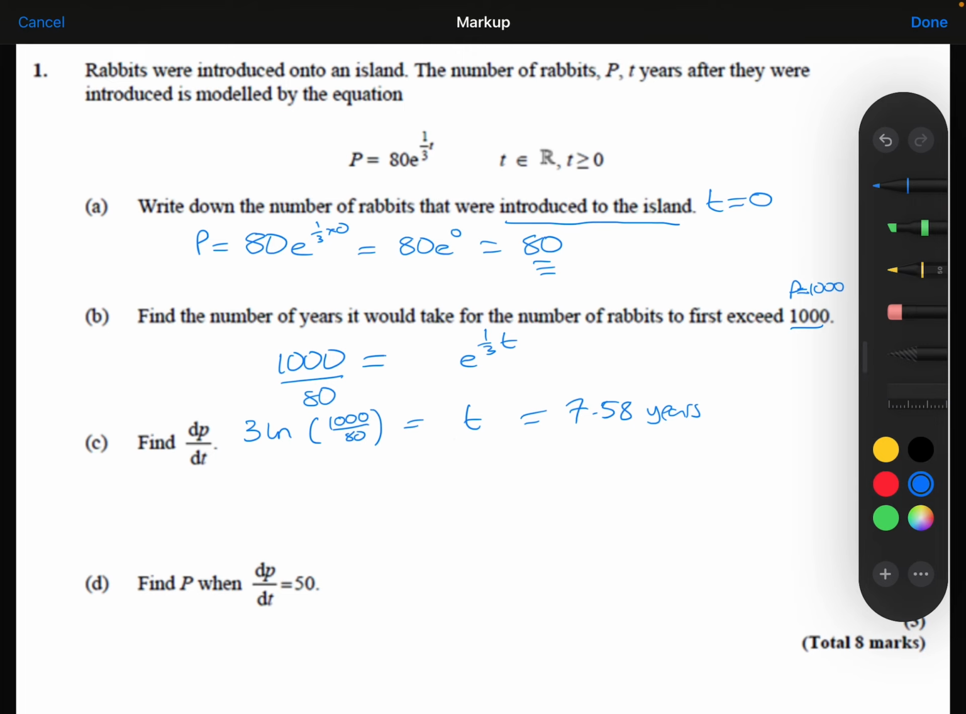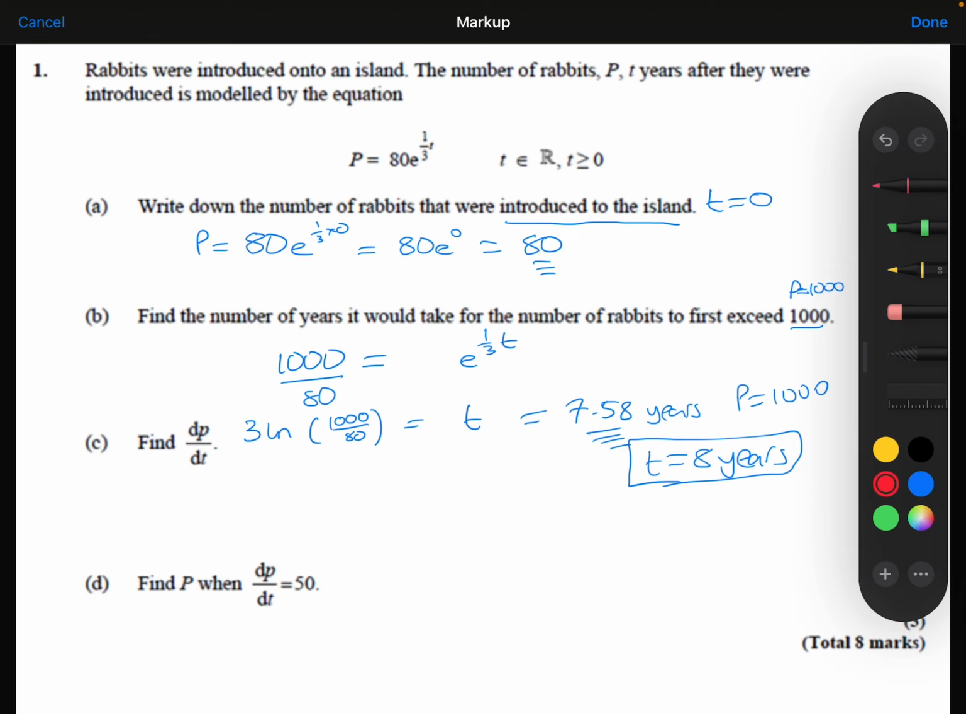I'm saying that at 7.58 years, the population would be exactly 1,000. P equals 1,000 when T equals 7.58. Therefore, it's going to exceed when T is above that. So I'm just going to say that T is 8 years. After 8 years, the population will be above 1,000.